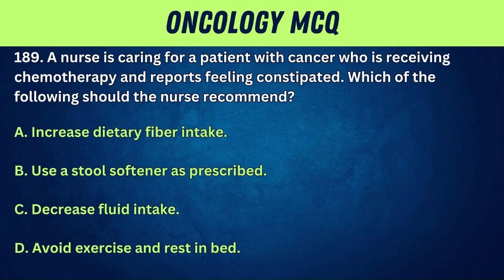189. A nurse is caring for a patient with cancer who is receiving chemotherapy and reports feeling constipated. Which of the following should the nurse recommend? A. Increase dietary fiber intake. B. Use a stool softener as prescribed. C. Decrease fluid intake. D. Avoid exercise and rest in bed.